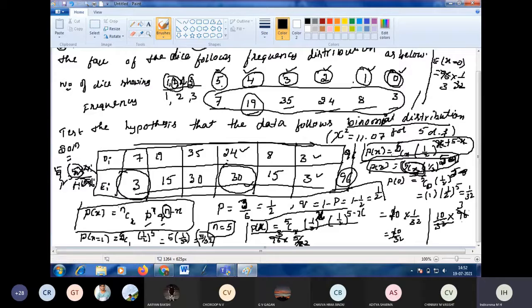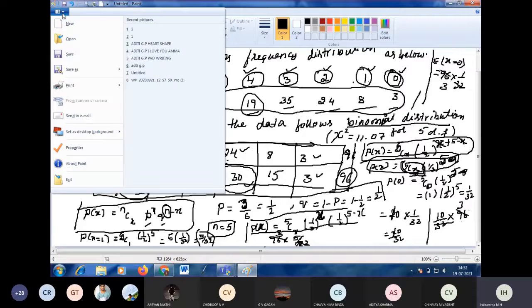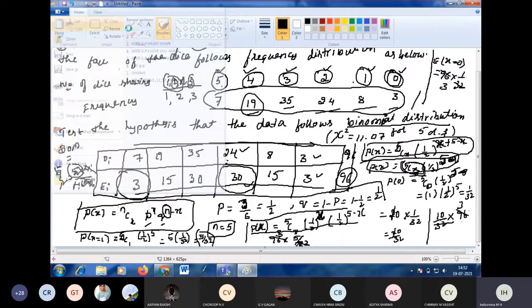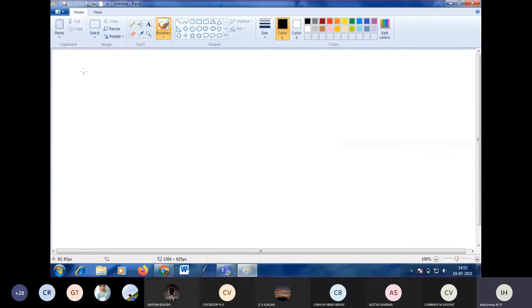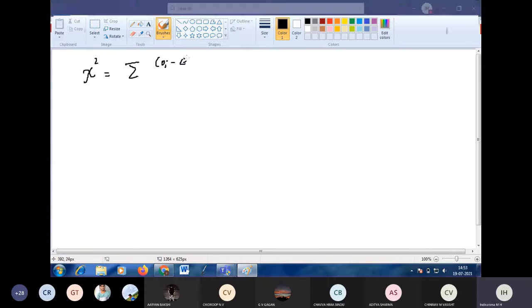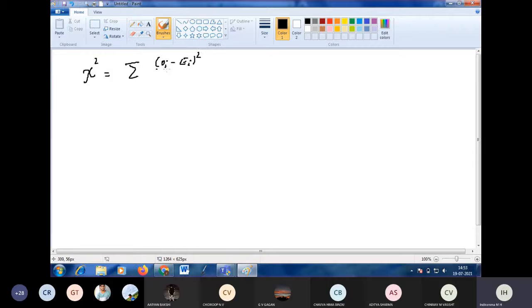So now you should remember these values. Now I am going to write the formula. The chi-square distribution formula is summation of observed value minus expected value whole square divided by E i. I think all of you have written the table. From the table, what do we have?